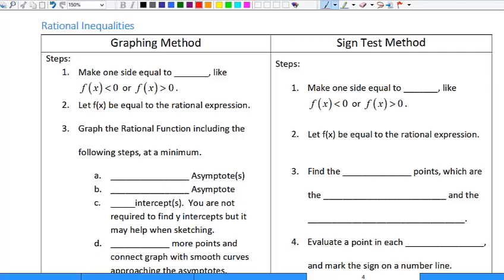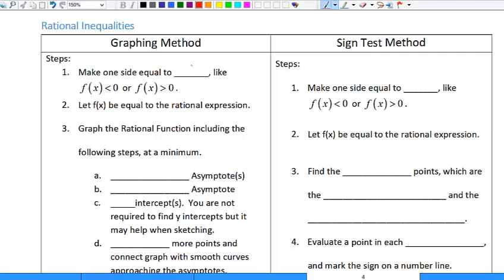So the next type of inequality we're going to be talking about is called rational inequalities. Again, we have the two methods, graphing method and the sign test method. So the big difference between polynomial inequalities and rational inequalities is, for the graphing method, how you graph it, and then for the sign test method, how you pick your boundary points. But other than that, it's basically the same.